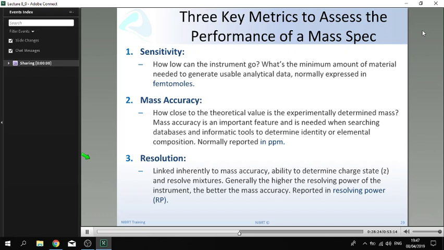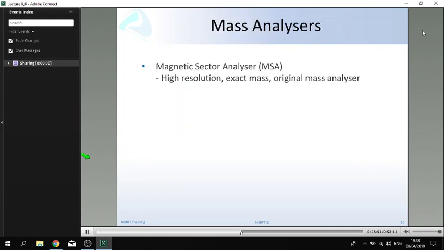And then resolution is the ability to determine charge state and resolve mixtures. So it's how good your mass analyzer is at resolving mixtures that are quite similar. Generally, the higher the resolving power of the instrument, the better the mass accuracy. They're all linked. This is reported as resolving power, or RP. Remember, if your mass analyzer can see between isotopes, that means it has quite high resolution.